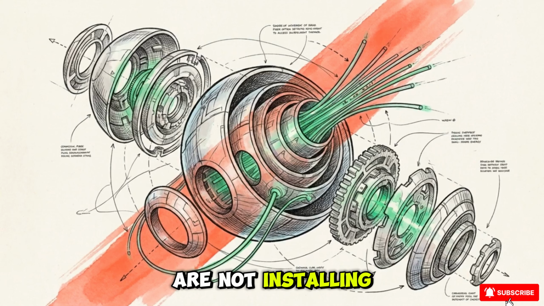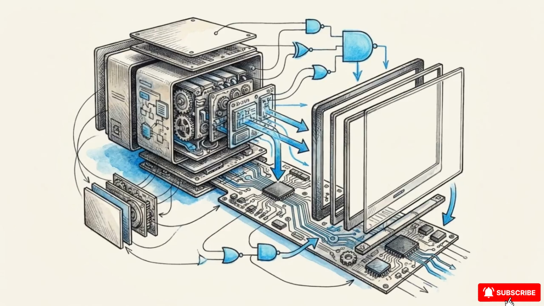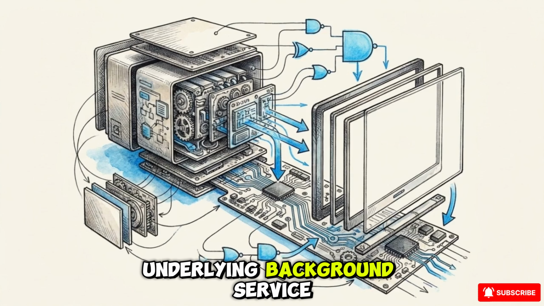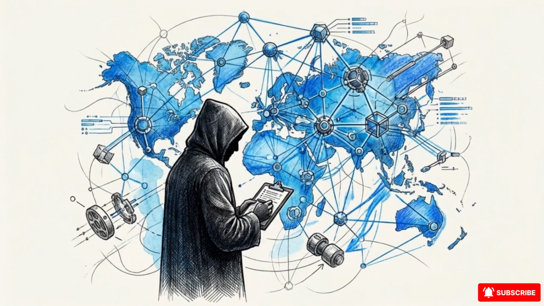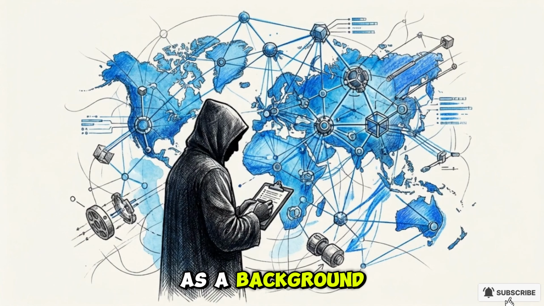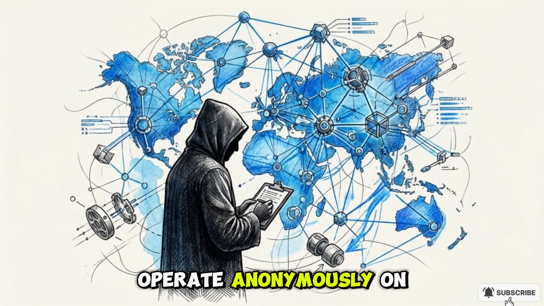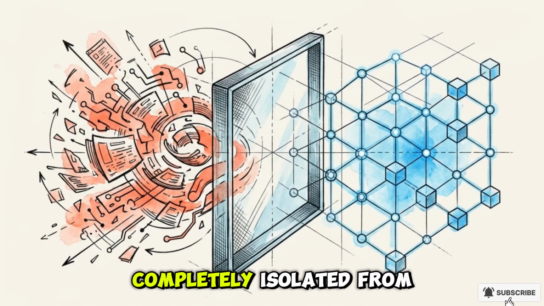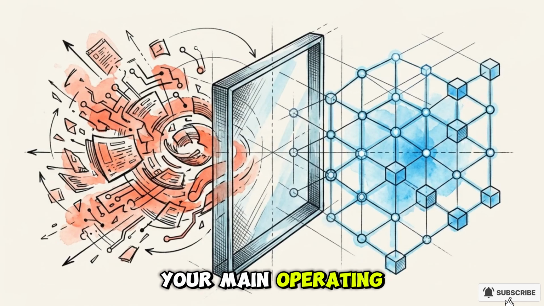Notice that we are not installing or launching the Tor browser. Robin doesn't need a front-end interface to work. It requires the underlying background service to route its requests. Running Tor silently as a background service lets the scraper operate anonymously on its own, keeping the messy reality of dark web traffic completely isolated from your main operating system.